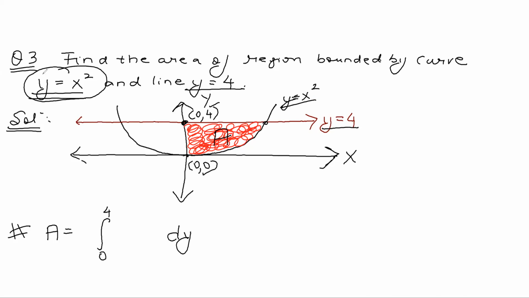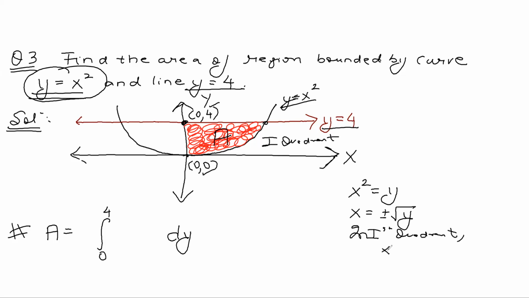We need to write this in terms of y. So guys, x square is equal to y. That means x is equal to plus minus root y. But will I take minus root y? No, because we are in the first quadrant. Now in the first quadrant, x is equal to root y. So guys, I can write root y times dy.